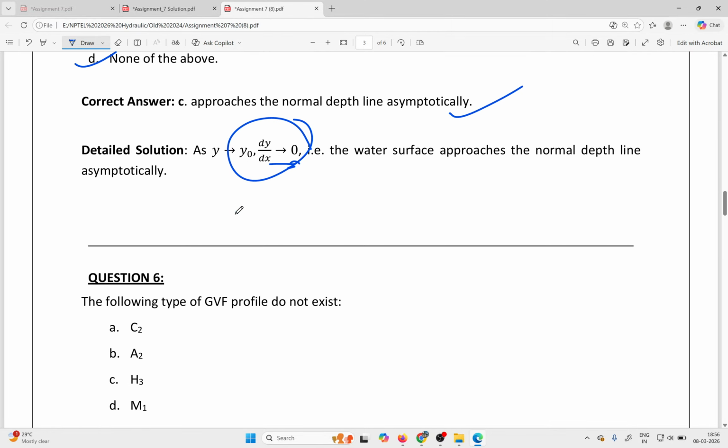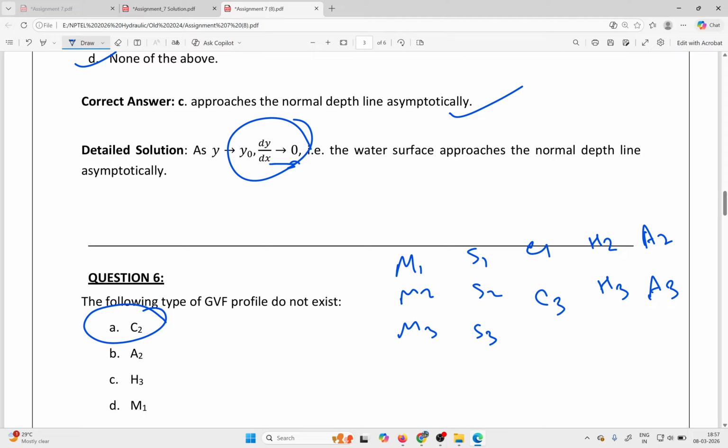Next question. Which of the following types of GVF does not exist? You have M1, M2, M3, S1, S2, S3. You have C1, C3. You have H2, H3. You have A2, A3. So which one is not possible? It is C2. H3 possible, A2 possible, M1 possible, C2 is not possible.